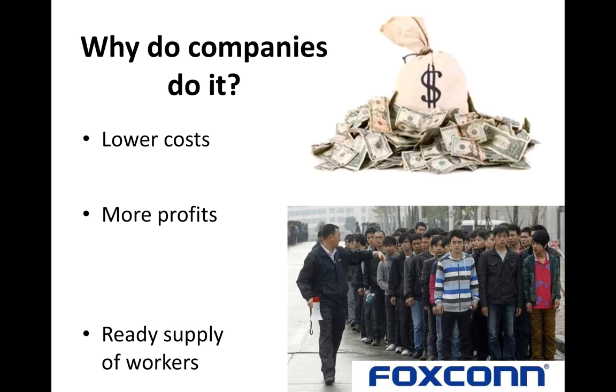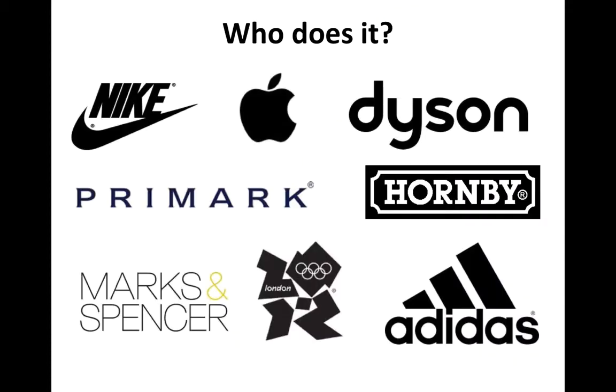It also means that there's going to be a ready supply of workers for them. The Chinese have lent themselves quite well to this process of globalisation by providing a huge workforce of people to work in factories like Foxconn, making various electronic components for Apple and Samsung. Who does it then? Well, virtually everybody. Nike, Apple, Dyson, Primark, Hornby, Marks and Spencer's, Adidas, they all make use of labour in other countries to produce the products that they sell in countries like the UK, Europe and America.